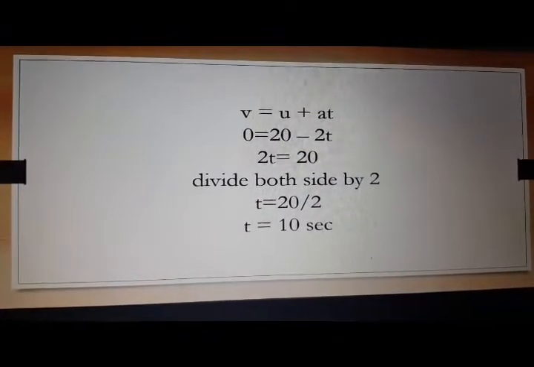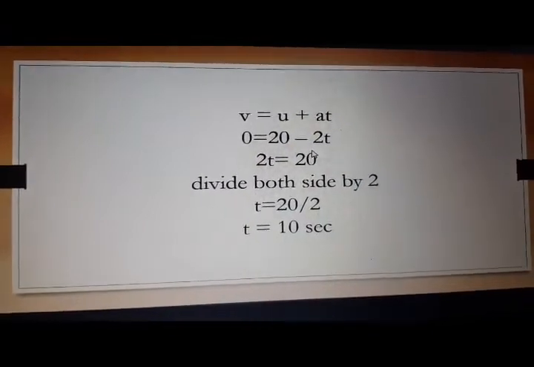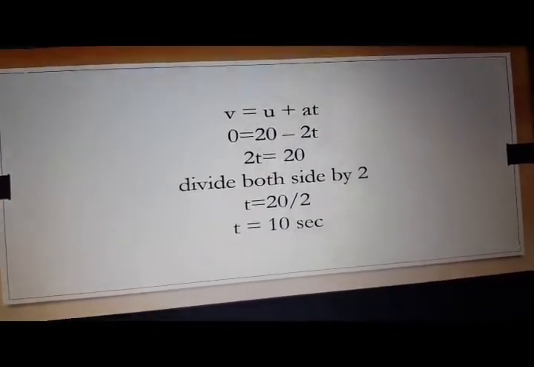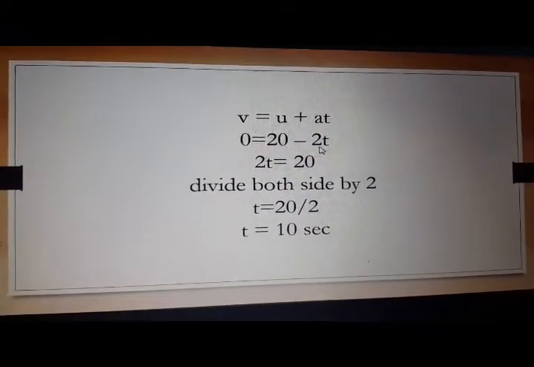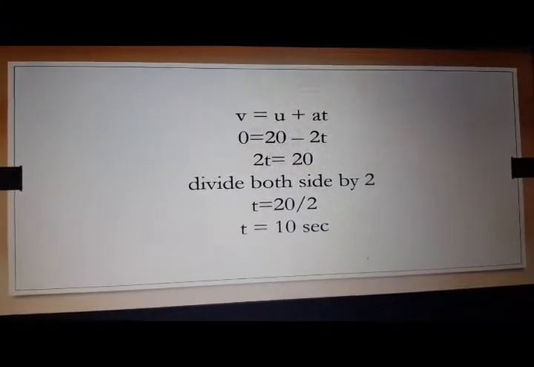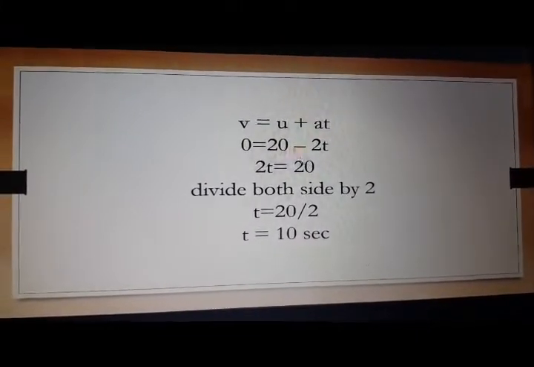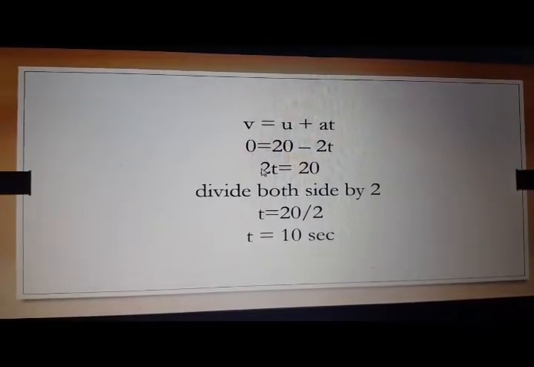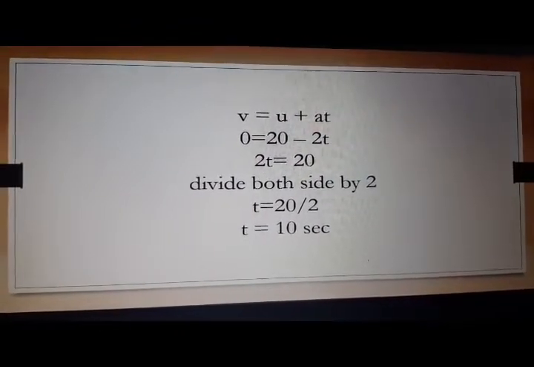So we can represent it as U here, minus, as I have told you earlier, our acceleration is a retardation, so we have to minus our acceleration. So this is our minus 2 times T, where T is unknown. We are looking for T, the time taken. So we can just cross multiply. If we take this minus 2T to the right hand side, it becomes plus 2T, which is equal to 20.